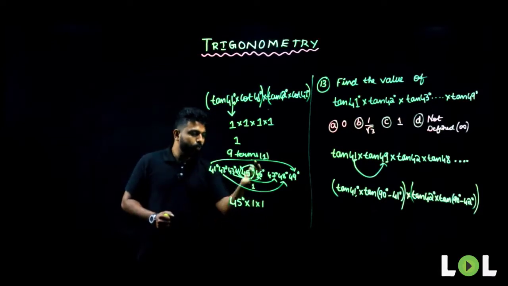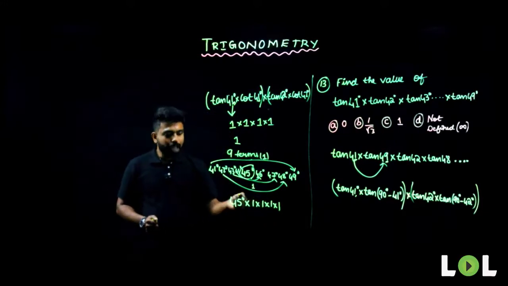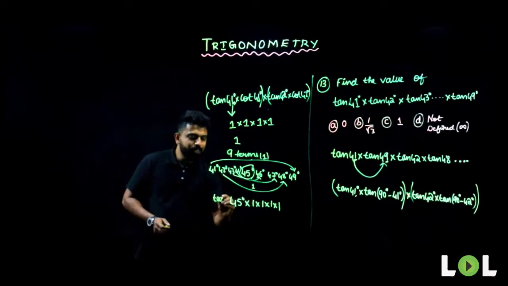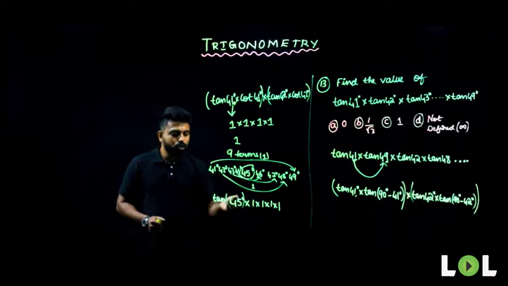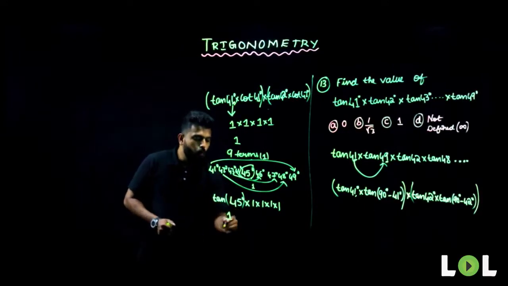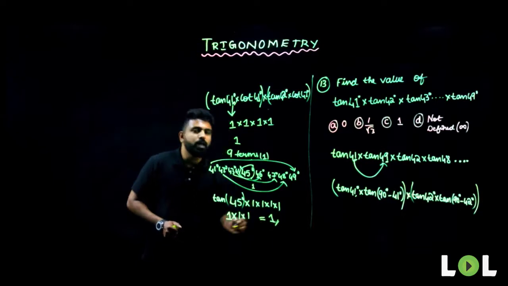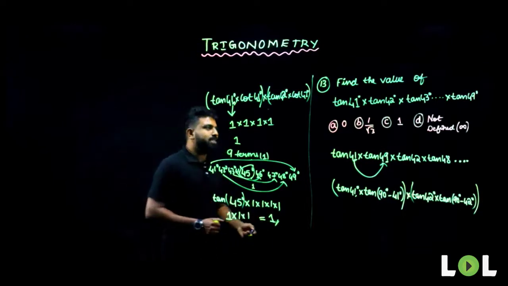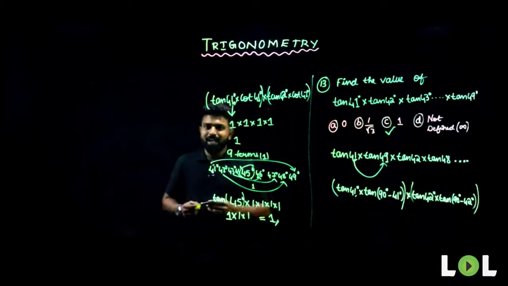How many pairs are there? 1, 2, 3 and 4 pairs. So this will be 1 into 1 into 1 four times, and tan 45 degrees remains as it is. What is the value of tan 45 degrees? We all know that tan 45 is equal to 1. So however many times you multiply 1, the final answer will be 1 only. So do we have that in our options? Yes. Option C, 1 will be my final answer.